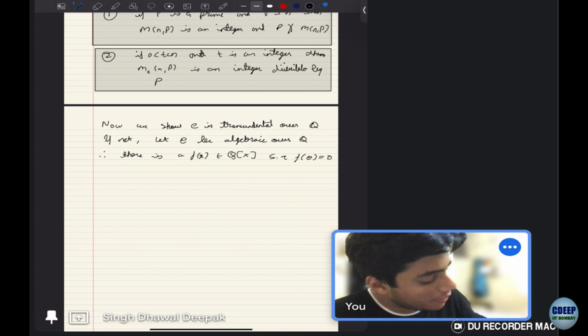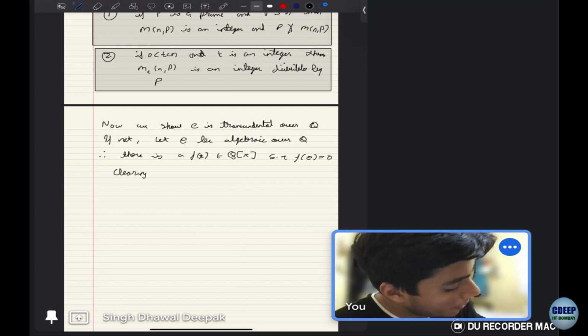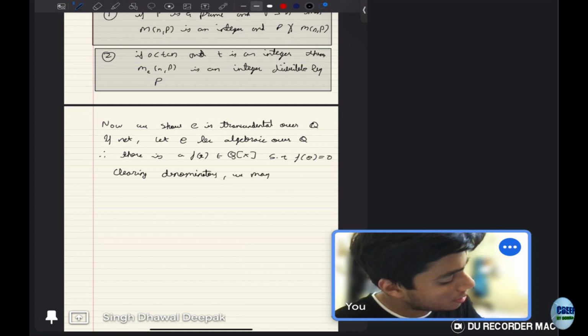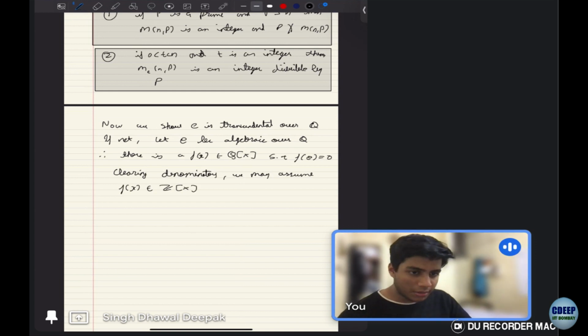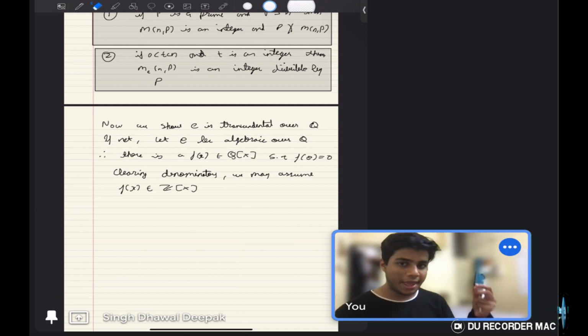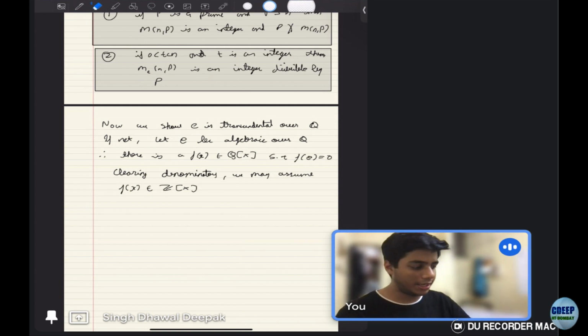Now, clearing denominators, we may assume f(x) belongs to Z[x]. Why? Because we can just assume the coefficients to be integral. If not, then we will just take the LCM of the denominators of all the rational coefficients, multiply with it, and then what we will finally get is something that is in Z[x].